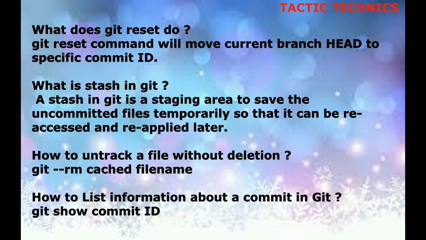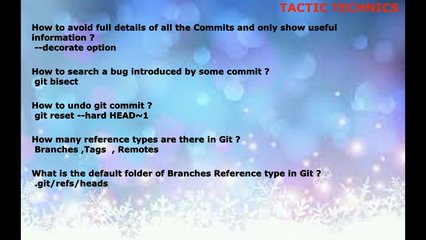What is stash in Git? A stash in Git is a staging area to save uncommitted files temporarily so that they can be reaccessed and reapplied later. How to untrack a file without deletion? git rm --cached file_name. How to list information about a commit in Git? git show commit_ID. How to avoid full details of all the commits and only show useful information? The --decorate option. How to search for a bug introduced by some commit? git bisect.